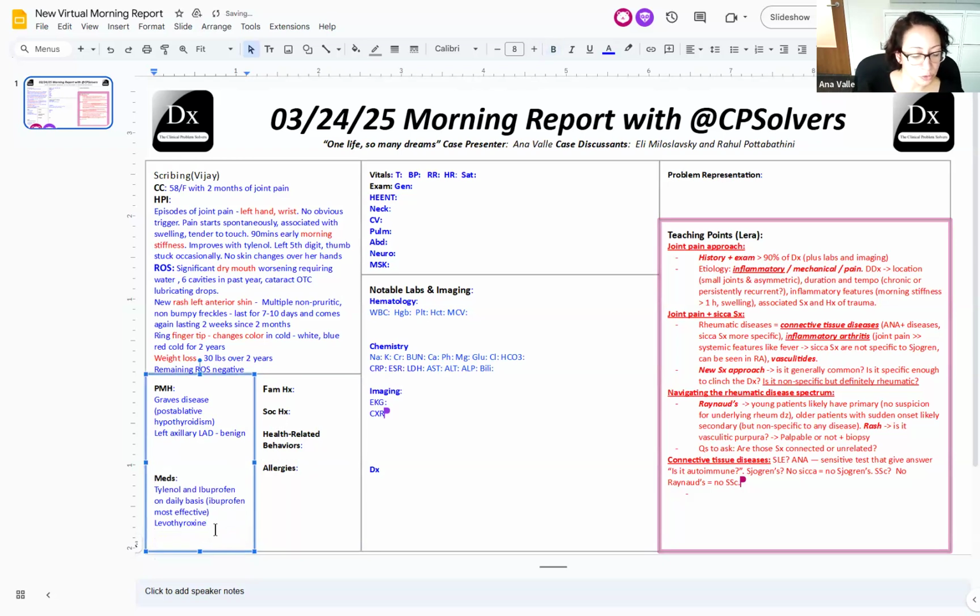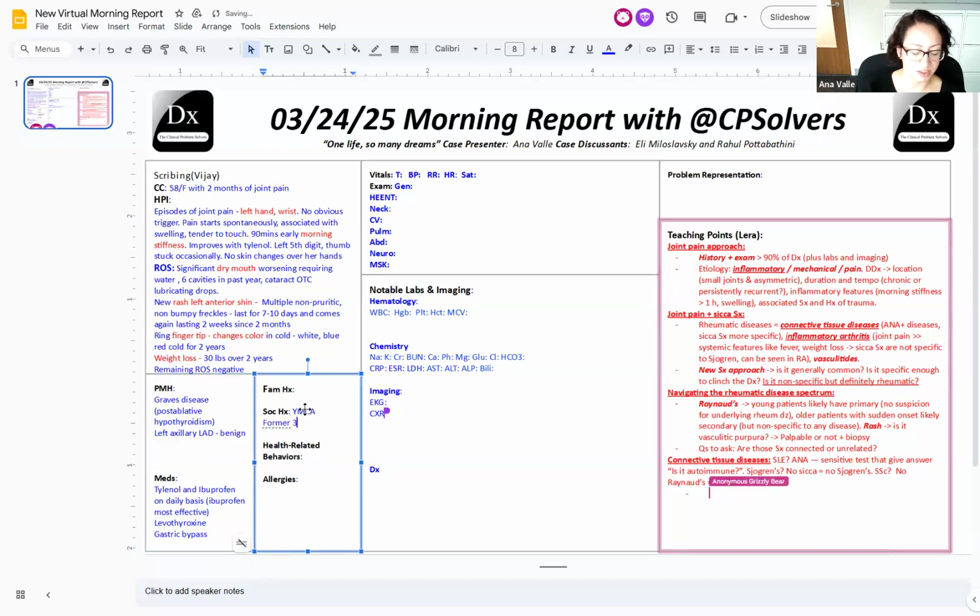In terms of her social history, she is married with 2 children. She works at the local YMCA. She's a former smoker with a 30-pack year history, and she stopped smoking around 1992 when her first child was born. She does not take tobacco in any other forms, no other illicit substances, cannabis, or drug use. And in terms of family history, she has a maternal aunt with Sjogren's syndrome.